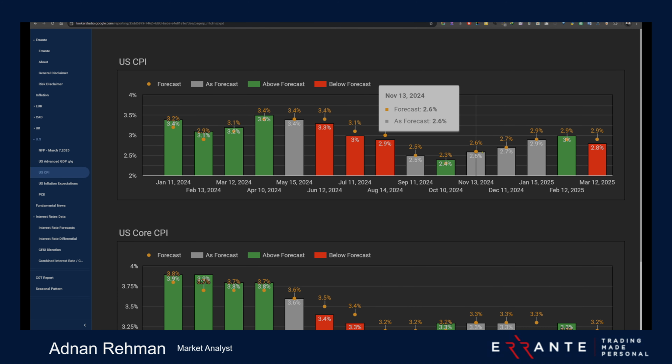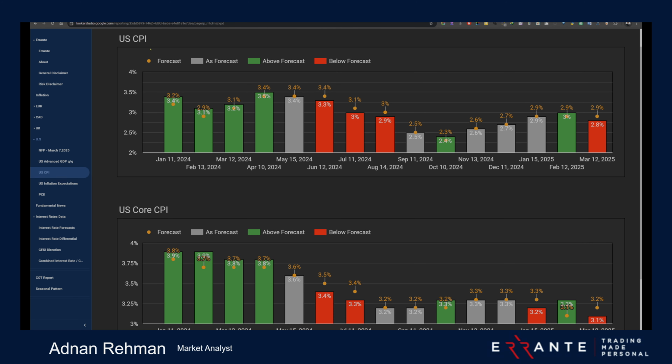When it comes to US CPI, we have seen that October 10th was the lowest reading since January 2024, and then it has been on an upward trajectory. Even the February 12 reading was above the forecast as well.